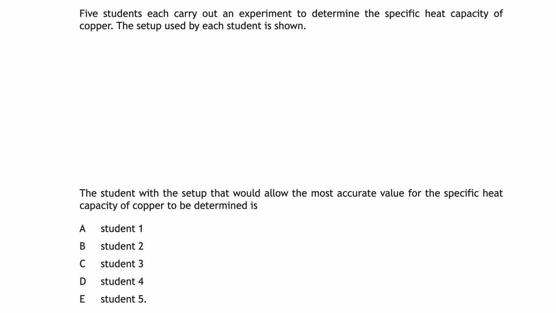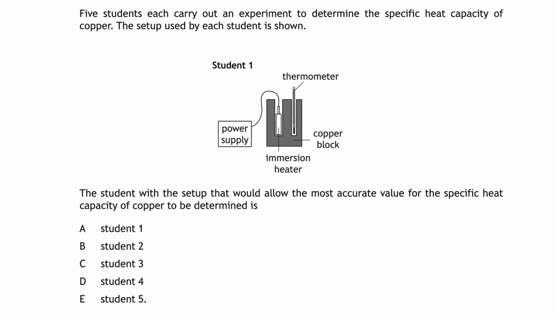5 students each carry out an experiment to determine the specific heat capacity of copper. The setup used by each student is shown. And here's the first one. The student with the setup that would allow the most accurate value for the specific heat capacity of copper to be determined is... So, student 1's setup looks pretty good. The immersion heater is placed fully inside the copper block, as is the thermometer. To be honest, this is my favourite so far.